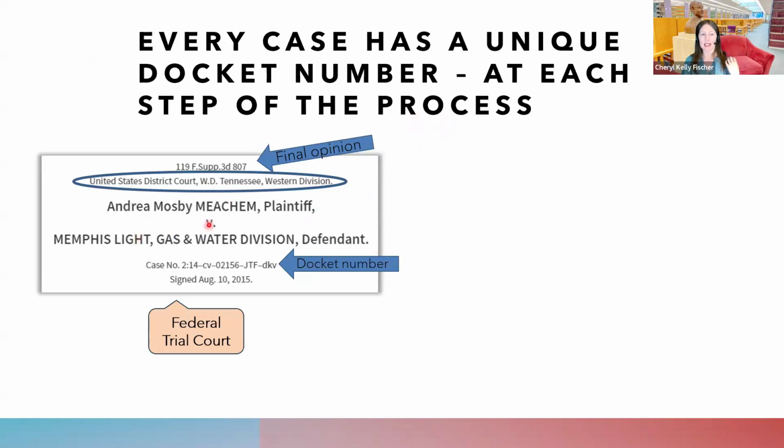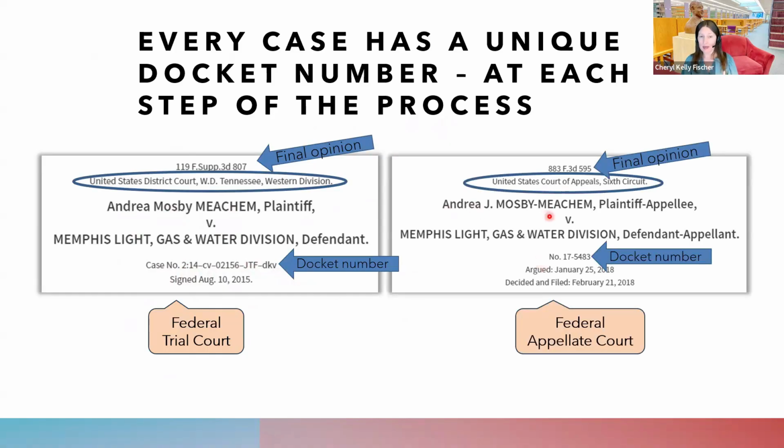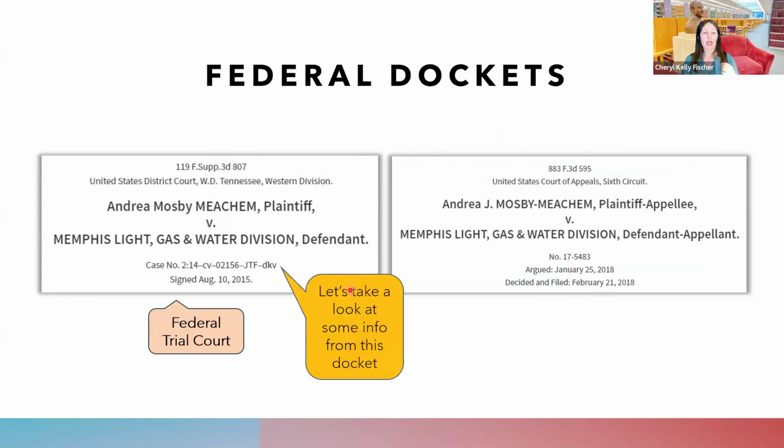What that means is this case, Mosby Meacham, started at the trial court level, of course, and it had this docket number at the trial court level. But once this same case moved up to the Court of Appeals, it was given a new docket number by the Sixth Circuit. So same case, two different docket numbers as it's moving between the courts. Let's take a look at some information from this trial court docket.